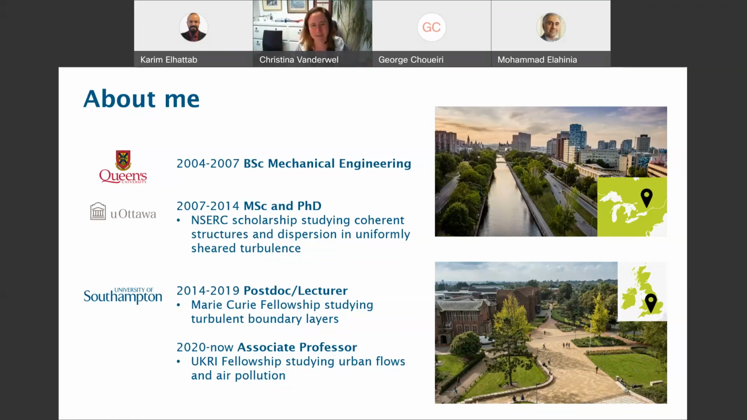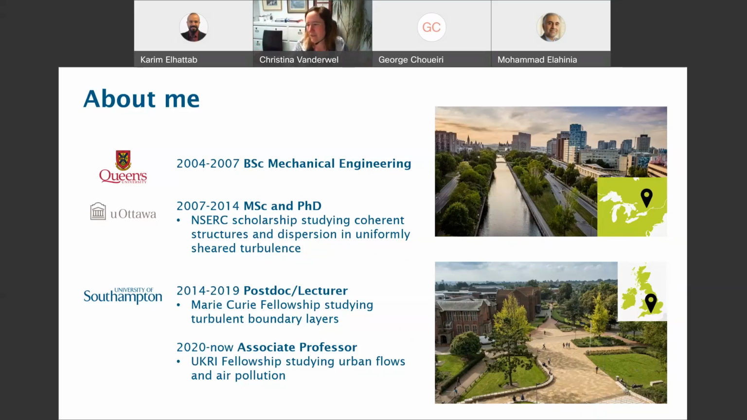As Dr. Schwery said, I got a Marie Curie Fellowship when I first came here to Southampton, working on turbulent boundary layer flows. And now, as an associate professor, I have another fellowship by the UKRI, which is just the UK science research funding body, and it's to study urban flows and air pollution. And as I'll explain in my talk, that's a natural progression from these fundamental turbulent boundary layer flows to studying urban flows, and I'll explain how it's the same thing.